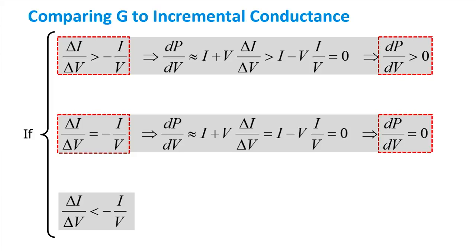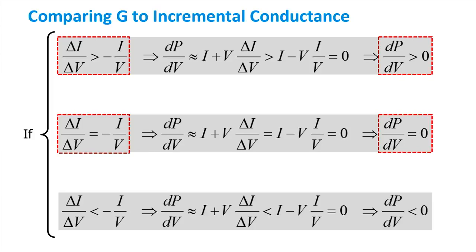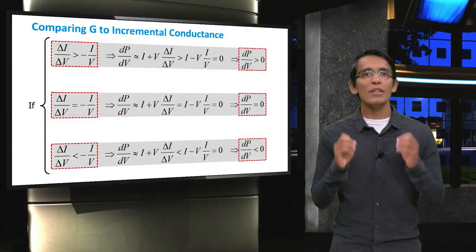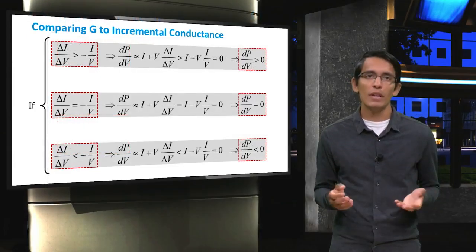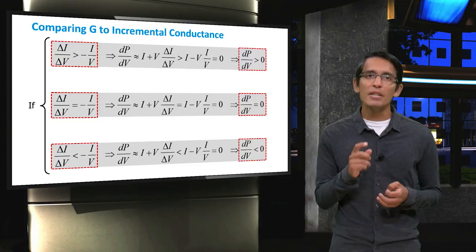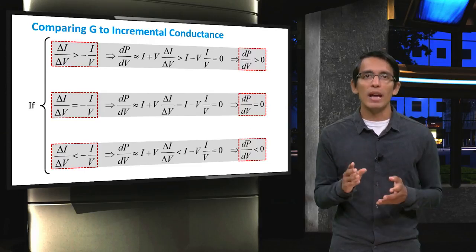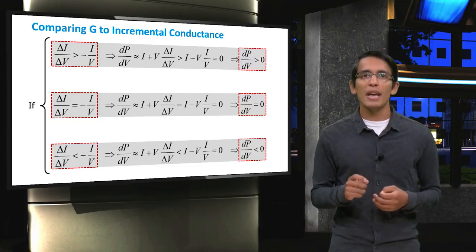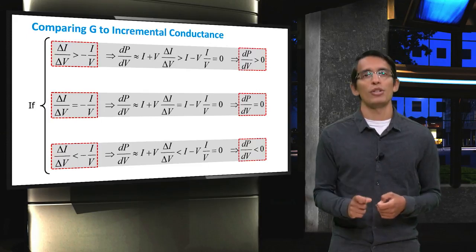Using the same logic, we can see that if the incremental conductance is lower than the instantaneous conductance, we can figure out that dP/dV is less than 0, meaning that we are at the right of the maximum power point. This whole concept is pretty counterintuitive, so feel free to take a moment to pause the video and look over this slide to make sure you understand the math that results in these relationships.